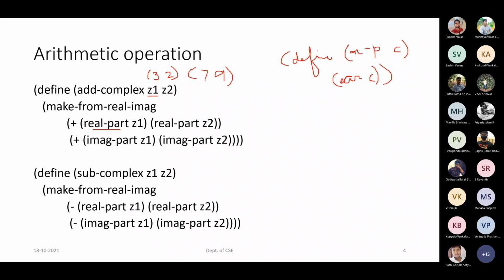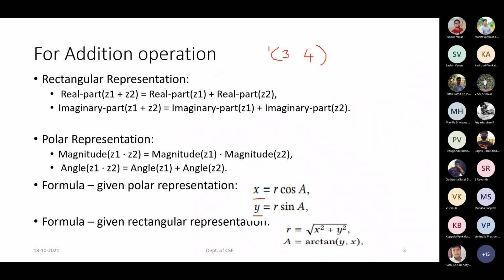So it would be better for addition and subtraction, for simplification, if it is represented in the rectangular form. Then we could define it this way and easily make use of it. If your complex numbers were in the polar form representation, then you could use these formulas to calculate the x and y values, and then make use of this addition and subtraction.